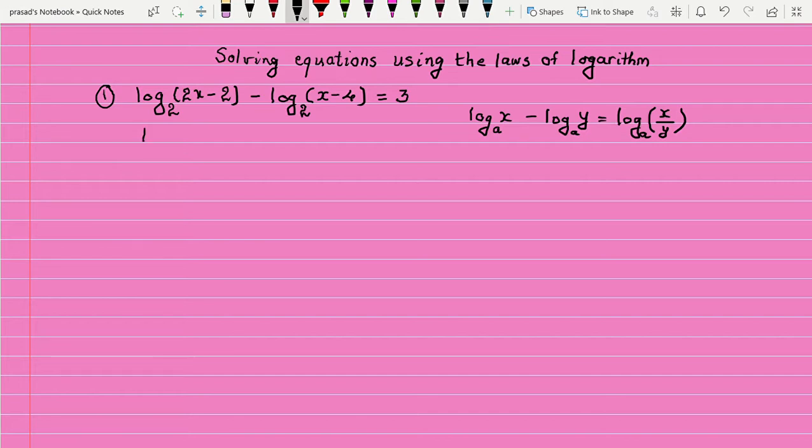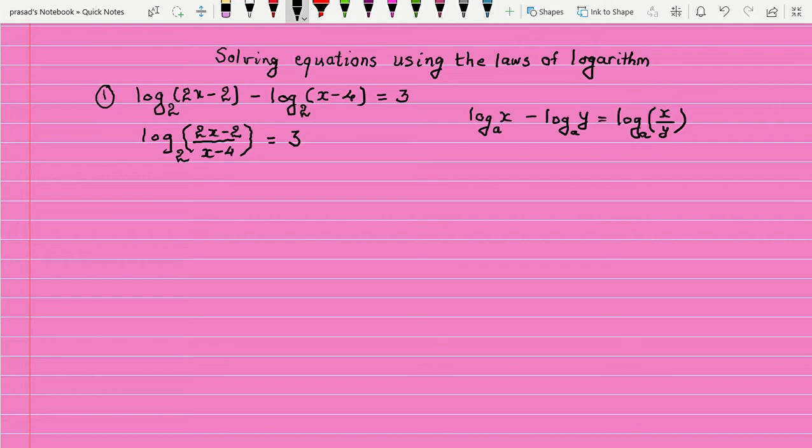So this will become log of 2x minus 2 upon x minus 4 to base 2 is equal to 3, because the left hand side is in the form log of x to base a minus log of y to base a. So it will become log of x upon y, that is 2x minus 2 upon x minus 4 to base 2.